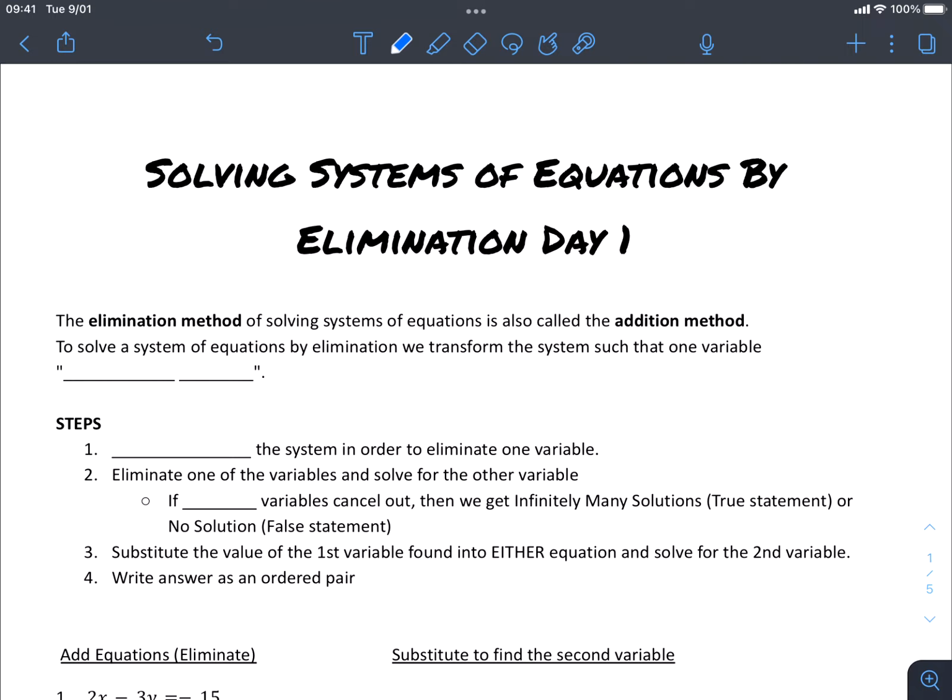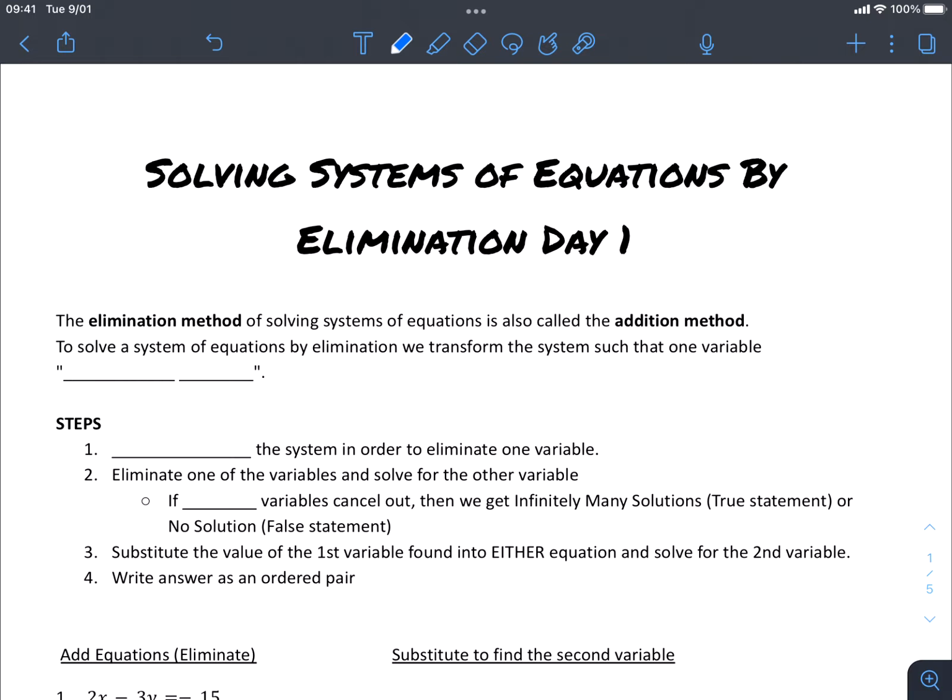Okay, concept 32 deals with solving systems of equations. This is part one of elimination. There will be a second video for part two. So the elimination method of solving systems of equations is also called the addition method. And we're essentially adding two equations together.